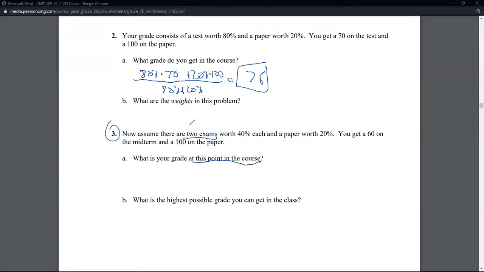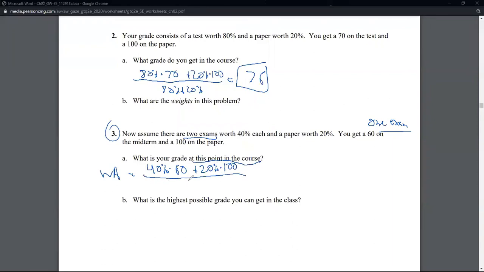Distractions. So we only have 1 exam so far. So we're not going to have 40 in there twice. We're only going to have it once. So our current weighted average with just these two grades, it's going to be the 40% for the midterm times what we got on it, which is a 60, plus we don't do the 40% for the final because we don't have a grade yet, and then it's the 20% for the paper times the 100 we earned, divided by.